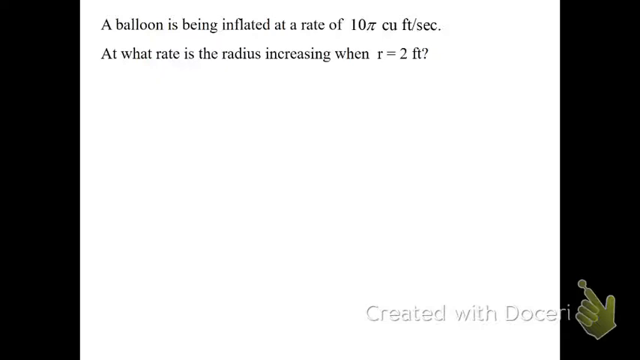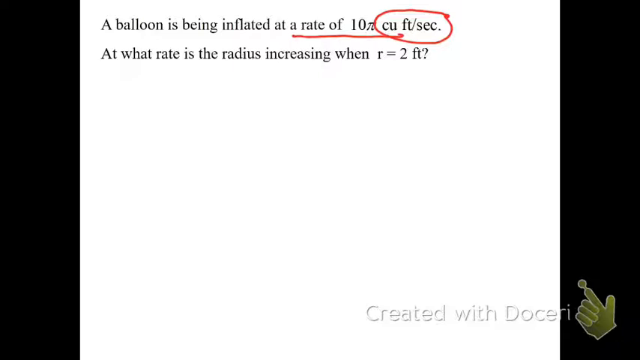So how do we do this? It'll seem weird for the first one, but just hang in there. As we do a few more, it'll get easier. Okay, first, the word rate is your clue that they're giving you a derivative. So this guy right here, that's a derivative. And if the balloon is being inflated, then they're talking about the volume of the balloon. And these units right here, cubic feet per second, cubic feet, that's also implying volume.